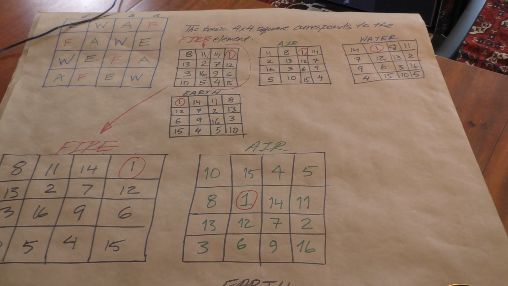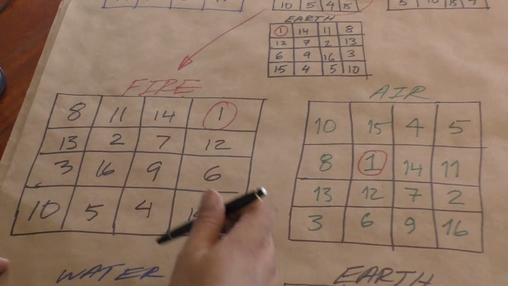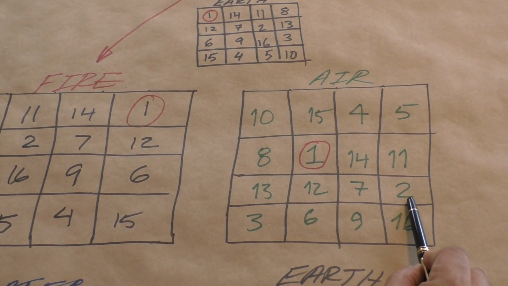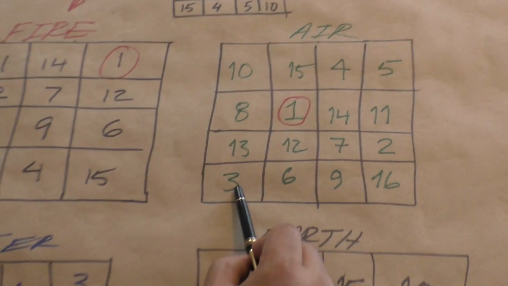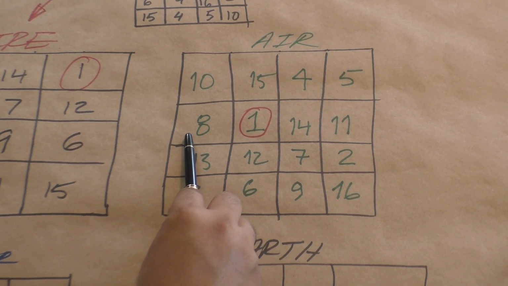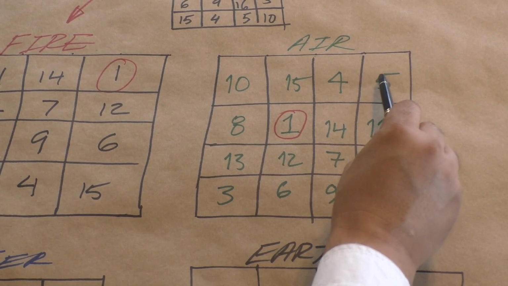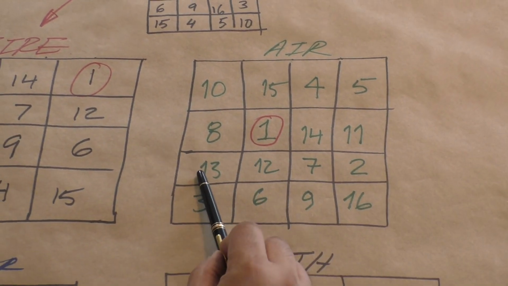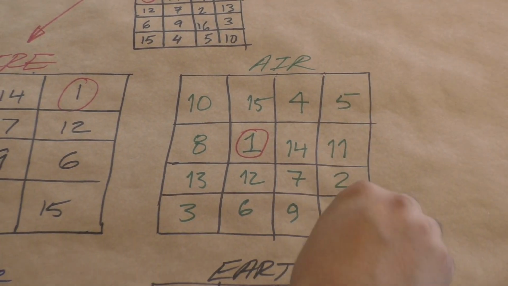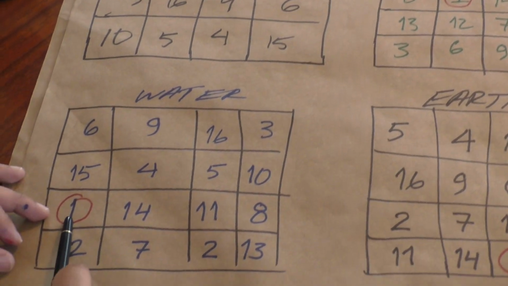So if we look at this square, we've already looked at the fire arrangement. If we look at the air arrangement, we have our 1 here, then 2 will go down using a knight's move, then 3, then 4, 5, 6, 7, 8, 9, and all the way over here up to 10, then all the way down here 11, 12, 13, up, knight's move 14, 15, and then all the way down here 16.